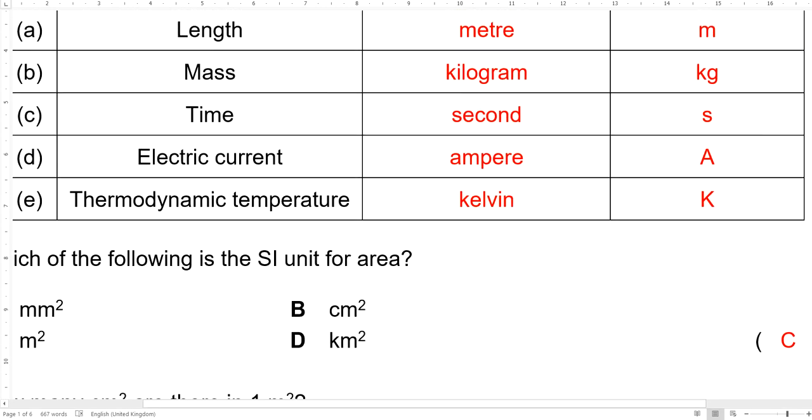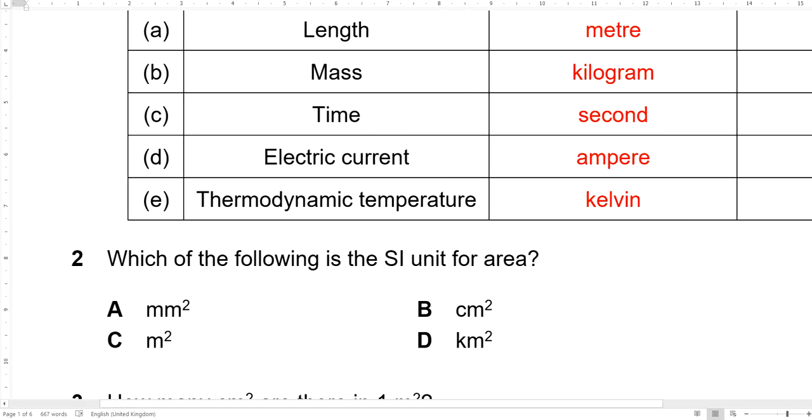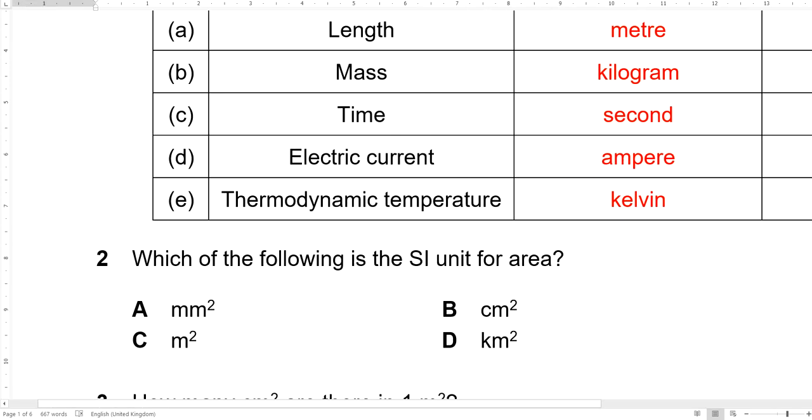Okay, now SI unit for area. That's interesting. We've only been talking about the unit for length, right? For time, for mass, current, temperature, and so on and so forth. But what about area? How do we decide? So what do you think is the answer over here? A, B, C, or D? C. Why do you think C is the answer? You see, in physics, whatever answer that you are giving me, you should be able to explain why.